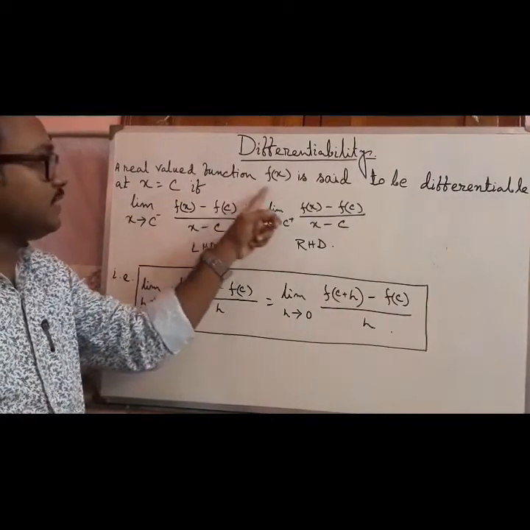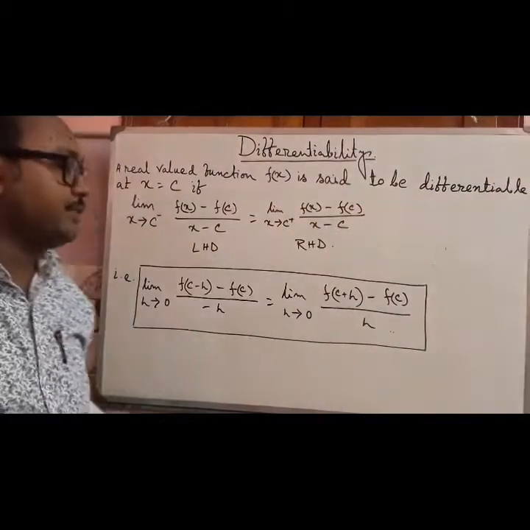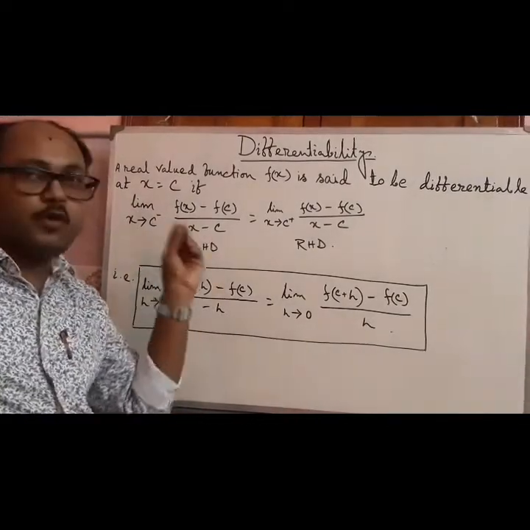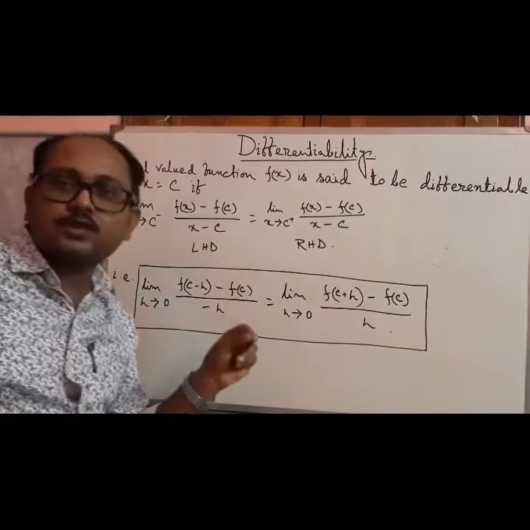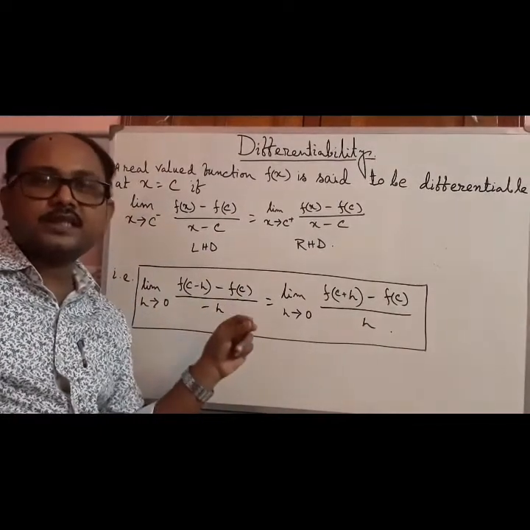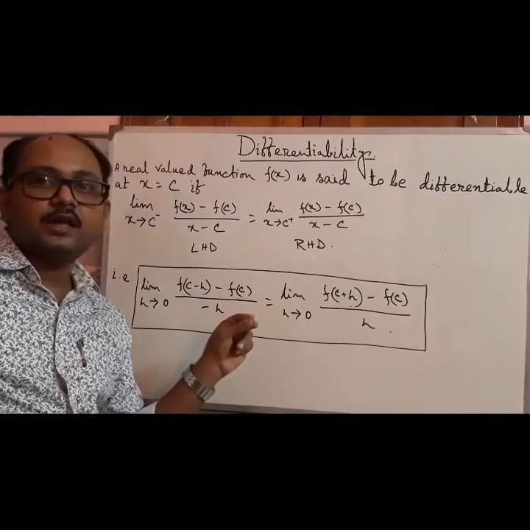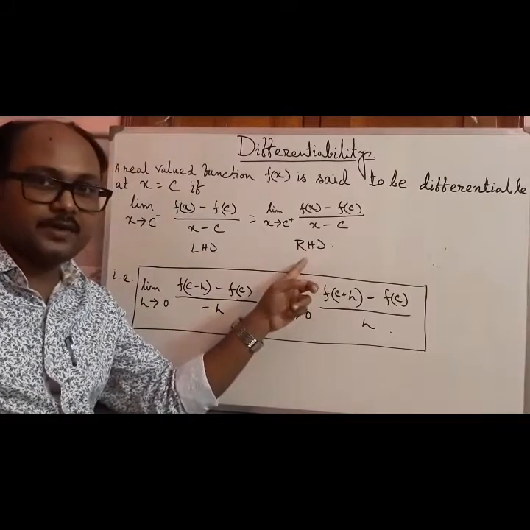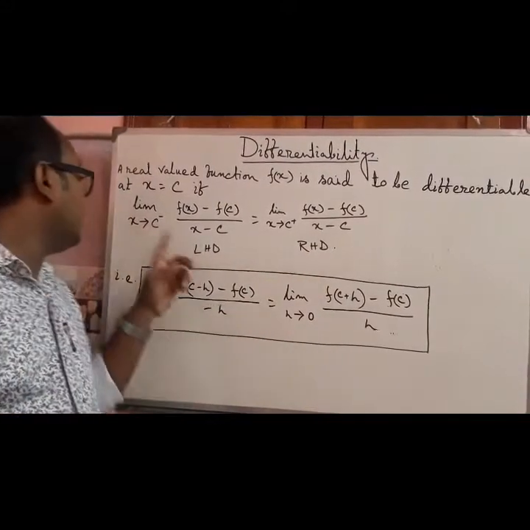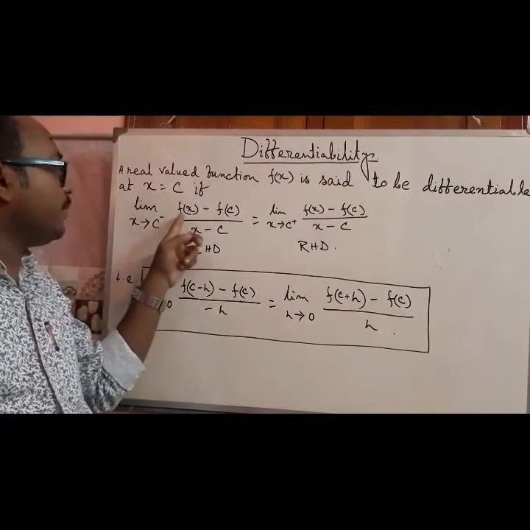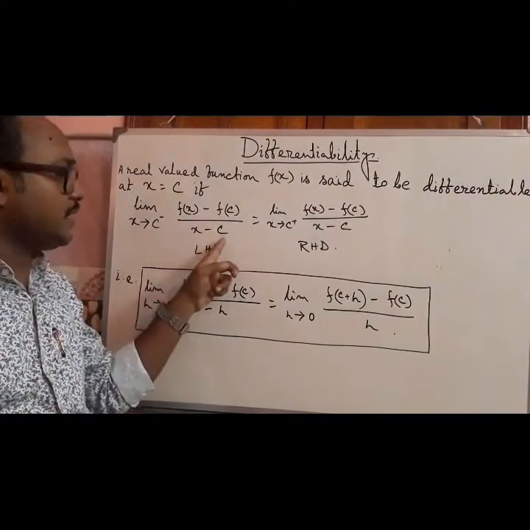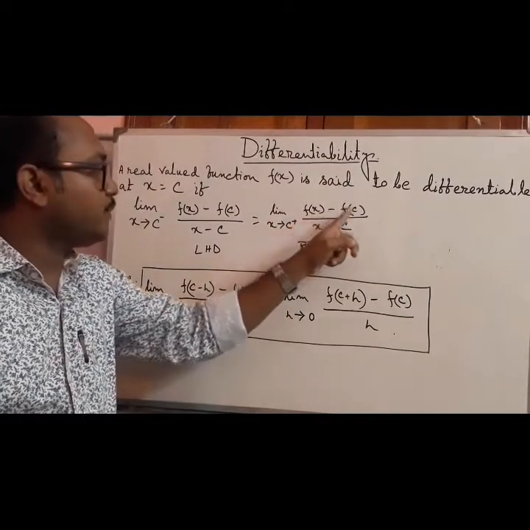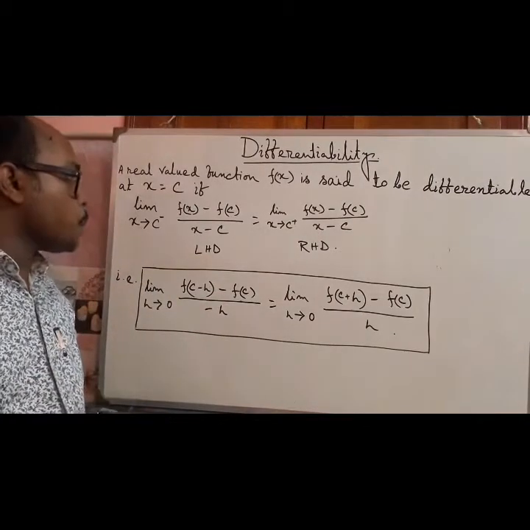So, a real valued function f of x is said to be differentiable at x equal to c if, at a particular point c in its domain of definition, the left hand derivative is equal to the right hand derivative. Left hand derivative means the limit x tends to c minus of f of x minus f of c by x minus c, and right hand derivative means limit x tends to c plus of f of x minus f of c by x minus c.